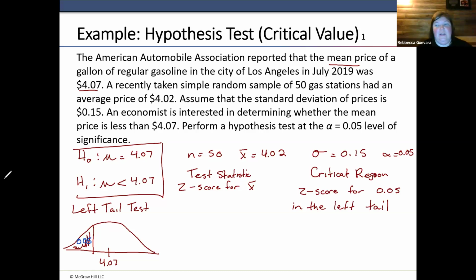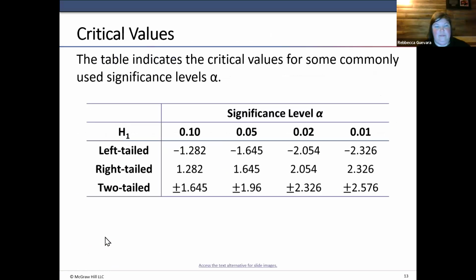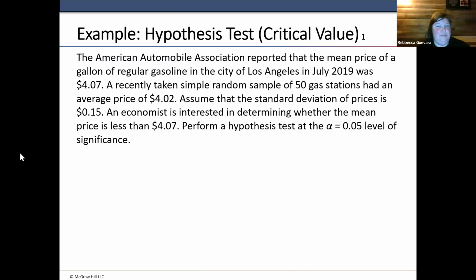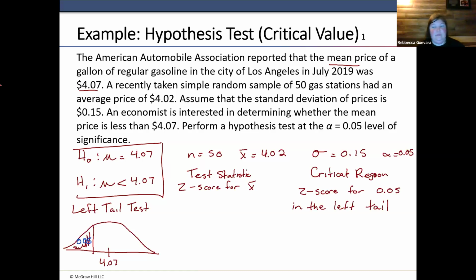Okay. So if we go back to our chart here quickly, left tail, we have a 5%. That z-score is going to be negative 1.645. So this is that z-score for that alpha level, and that is my negative 1.645.